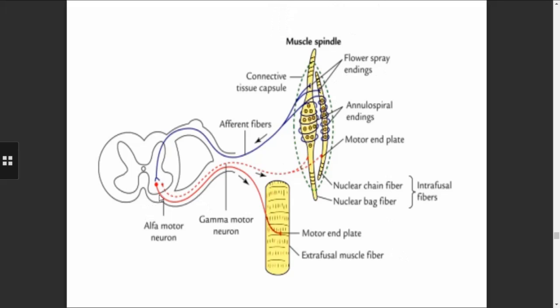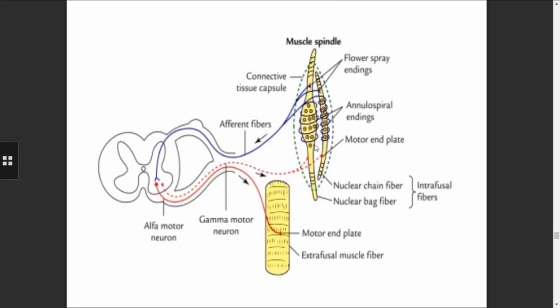Here we can see that the alpha motor neuron is going to the motor end plate. Here the extrafusal fiber is supplied, which will cause the contraction of a muscle. And here are the afferent fibers, meaning they are the sensory. The sensory nerve fibers are coming into the spinal cord, whereas alpha motor fibers are leaving the spinal cord and going to the muscle. Here are two types of sensory nerve endings: flower spray endings and annulospiral endings.